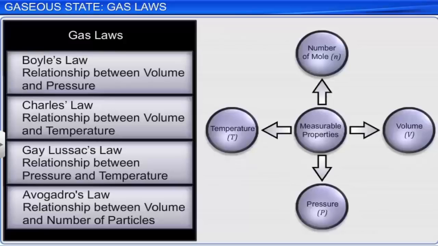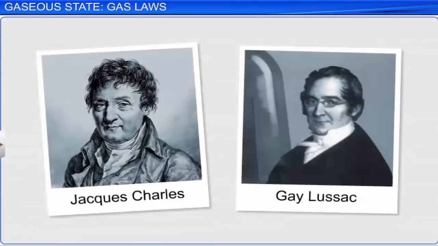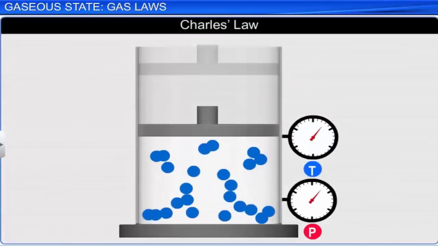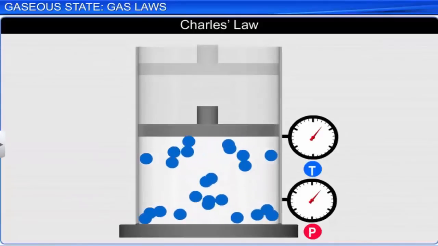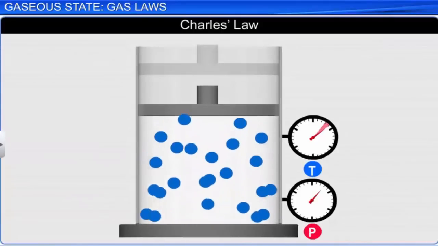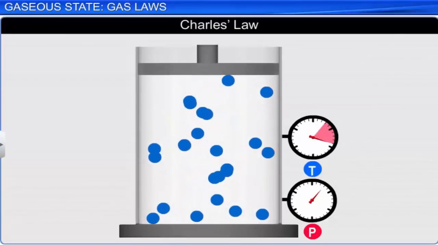The next law is Charles' law that describes the relationship between volume of a gas and its temperature. Jacques Charles and Joseph Gay-Lussac studied the relationship between volume and temperature of gases independently. They concluded that for a fixed mass of gas at constant pressure, the volume of gas increases with increase in temperature and decreases on cooling.